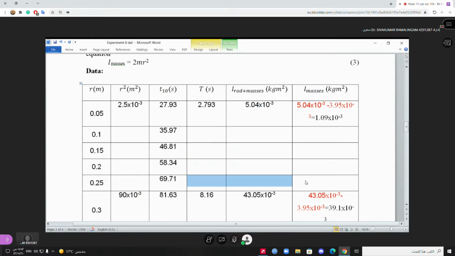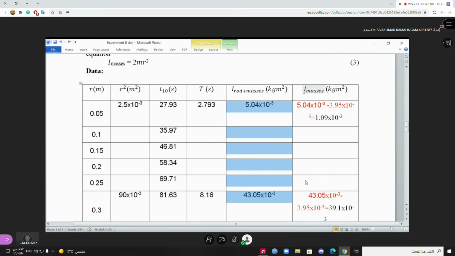The final one is 81.63. This is the time t10. T is 8.16. Substitute this t, 8.16, in the formula. I will get the moment of inertia as 43.05 into 10 to the power of minus 3. And these are the rod plus masses. This is the time I found for the combination of rod and mass, and this gives you the moment of inertia of the rod and mass.